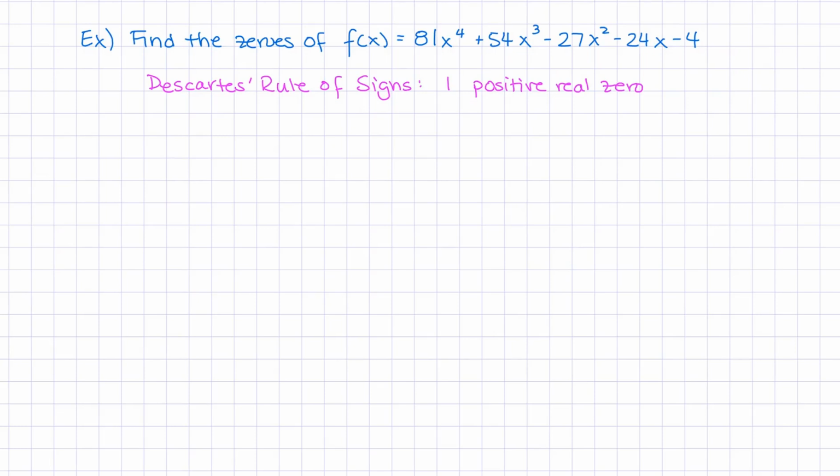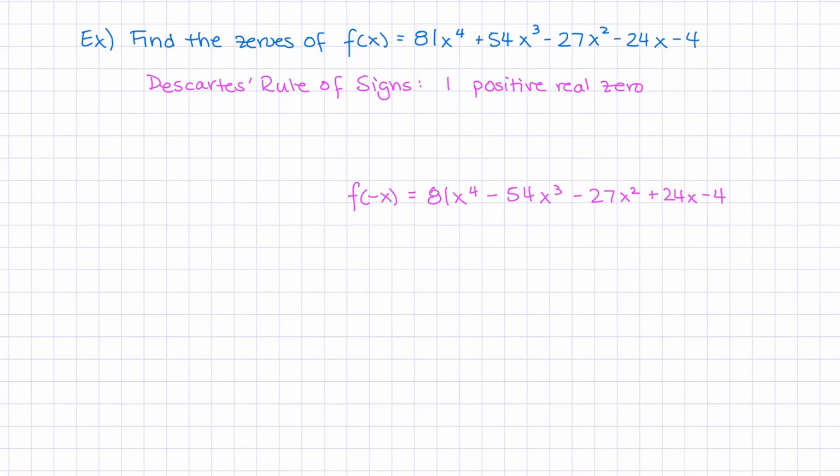So again, I'm thinking about plugging in a negative x. Anywhere there's an odd exponent, a negative raised to an odd power is going to be negative, so it's going to change the sign of that coefficient. If there's an even exponent, a negative raised to an even power will be positive, so you don't change the sign. So it's going to be 81x to the fourth minus 54x cubed minus 27x squared plus 24x minus 4.